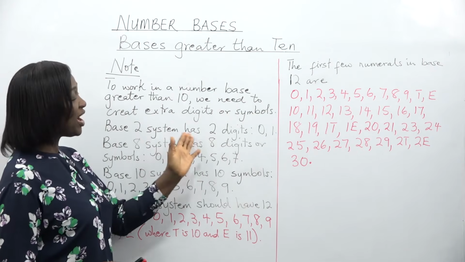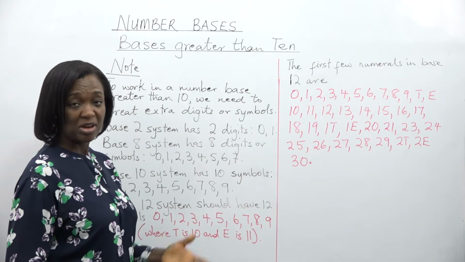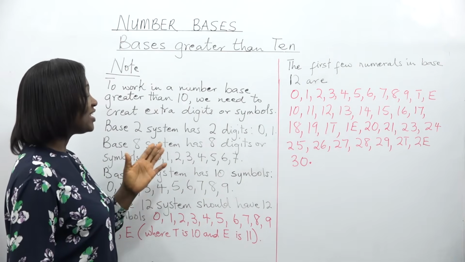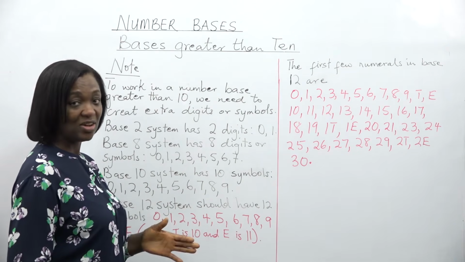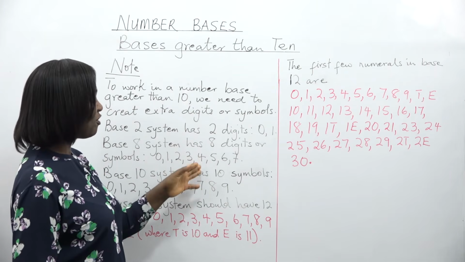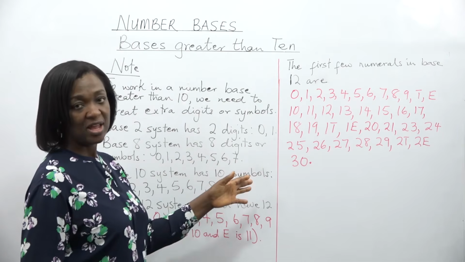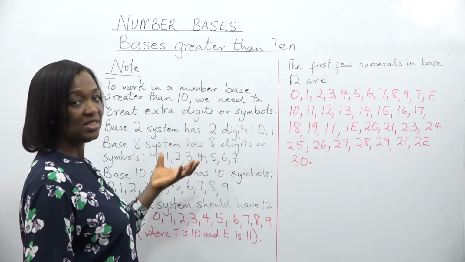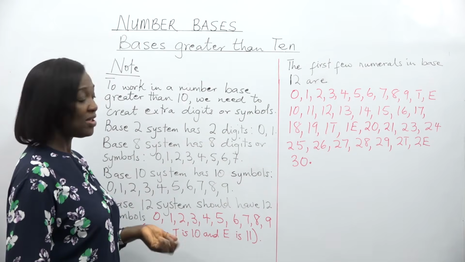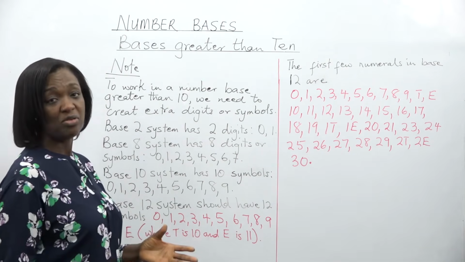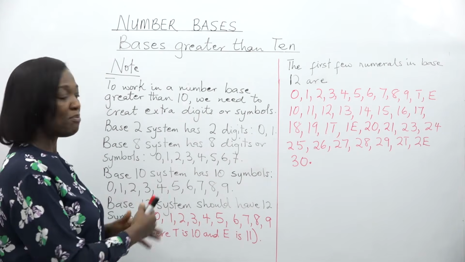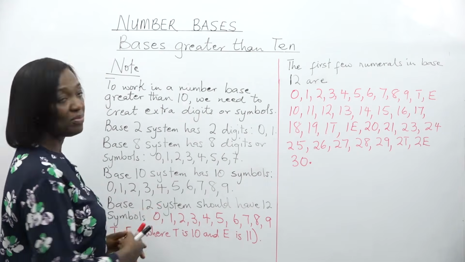Base 2 system has 2 digits, 0 and 1. Base 8 system has 8 digits or symbols, 0, 1, 2, 3, 4, 5, 6, 7. They make up the digits for base 8 system. Base 10, we know the digits already from 0 to 9. Those are the 10 digits that make up the symbols for base 10.